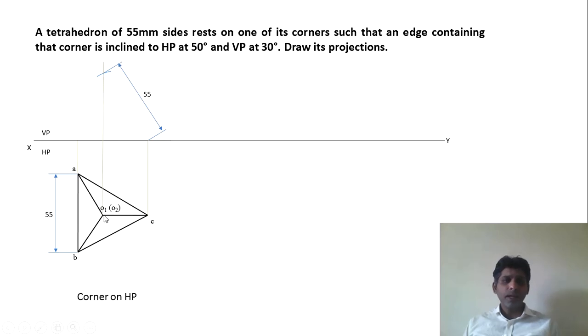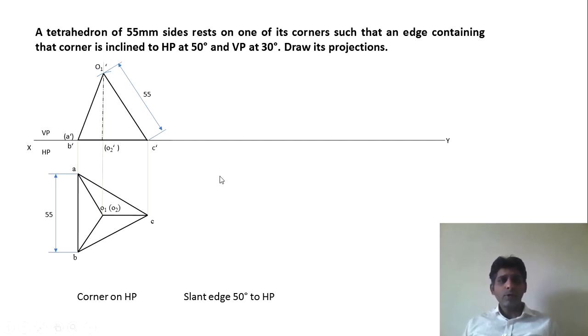Take 55 mm for O1C. This is the edge which is parallel to VP. So from this point C, take 55 mm and cut this particular line, and this point will be O1, and then draw the axis and complete this view. So this is the front view of this tetrahedron. The axis length is not given, please note it. Name it accordingly.